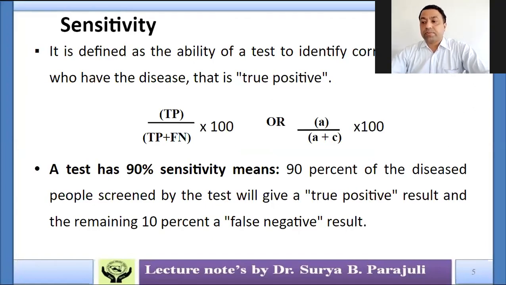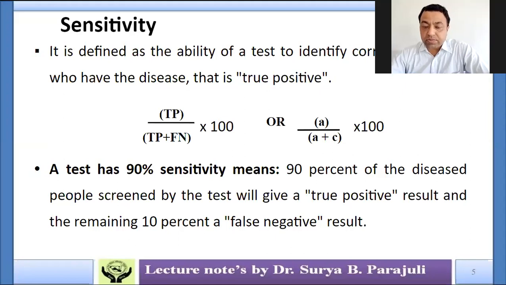Okay, now let's try to define again. Sensitivity is the ability of test to identify correctly all those who have disease, which is called true positive. True positive by true positive plus false negative into 100, or A by A plus C into 100. Test has 90% sensitivity, means 90% of diseased people screened by the test will give true positive result, and the remaining 10% of false negative results.